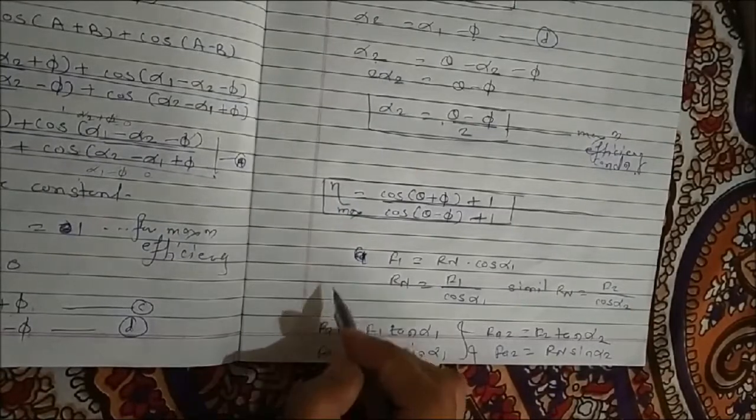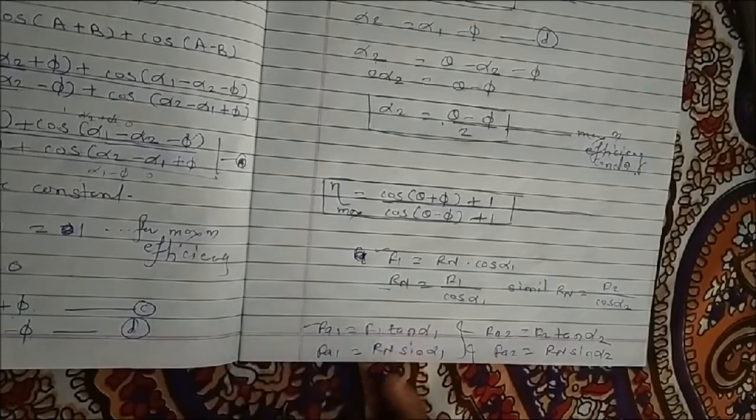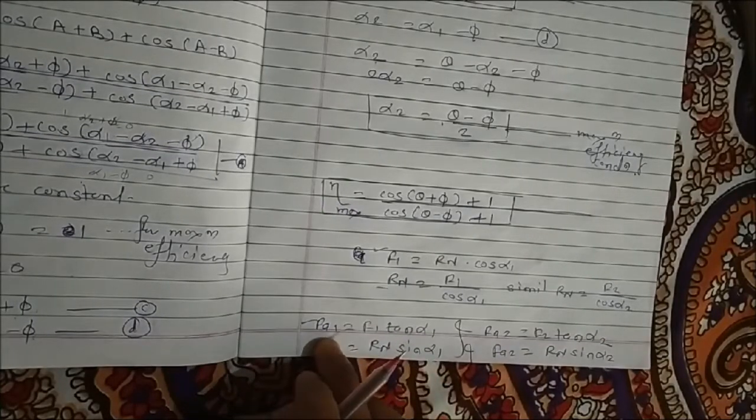In this way, if we get the tangential force, we are able to calculate Rn and Fa1, that is the axial thrust. I hope you get the concept.